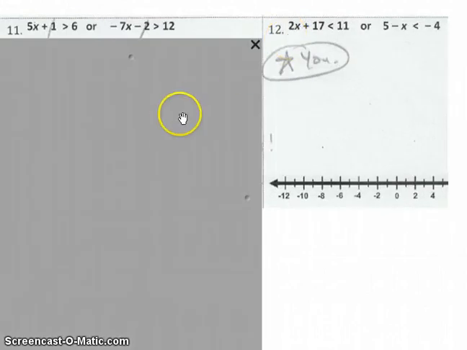Last 2 questions, 11 and 12. You'll do 12. I'll do 11. This is, again, different than anything I've shown you so far in this review packet. This time I've got x's in 2 places, as I'm pointing to here and here. But I've got 2 different stories going on, 2 different inequalities. And I've got an "or" in the middle.